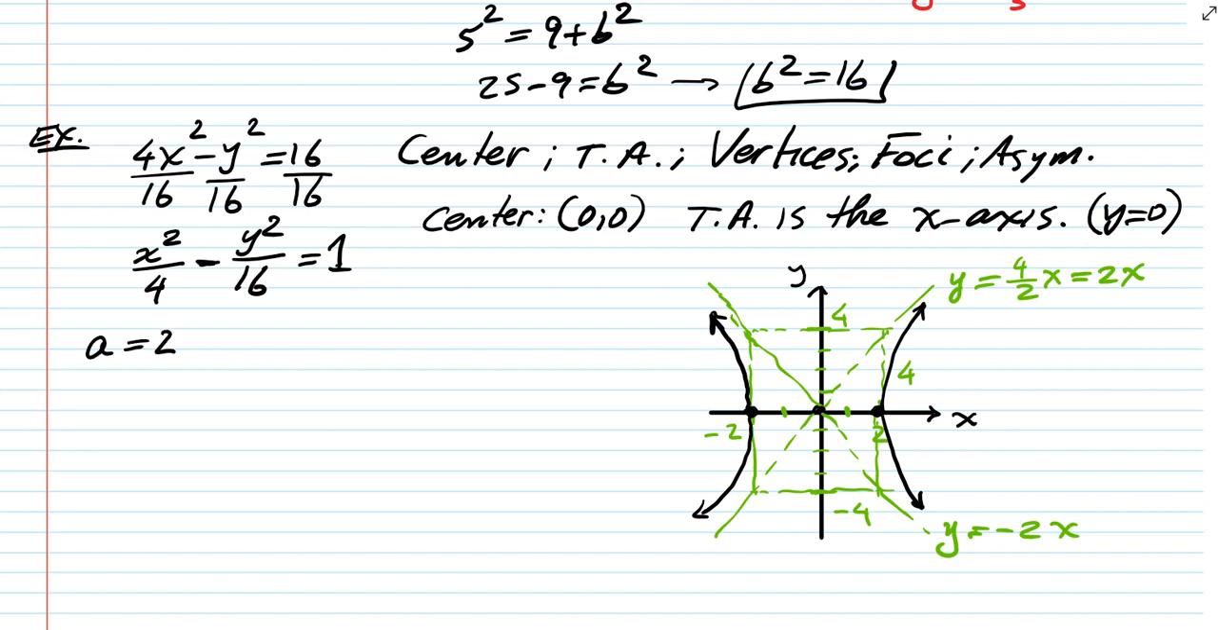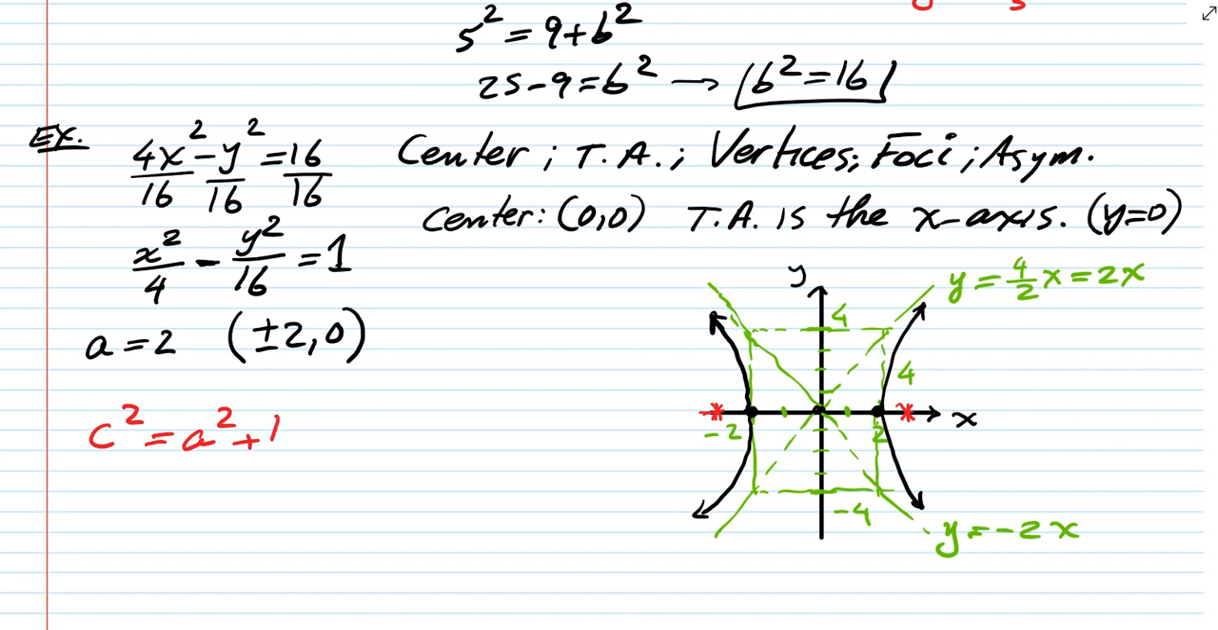A is 2, right? So the vertices are at plus minus 2 and 0, which you can break into 2 points, 2, 0, the other point negative 2, 0. And the foci are going to be in front, right? In front of that hyperbola, right in here. How do we find the foci? Well, we need to find C.